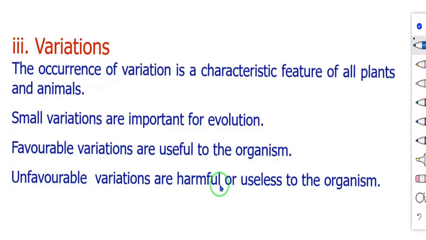Unfavorable variations are harmful or useless to the organism. For example, drought, flood, too hot or too cold. These are unfavorable variations. So these variations are harmful or useless to the organisms.